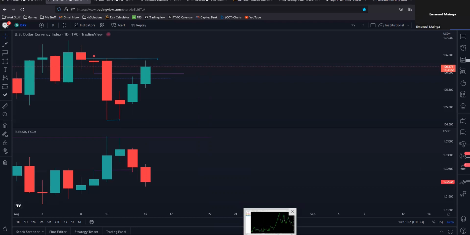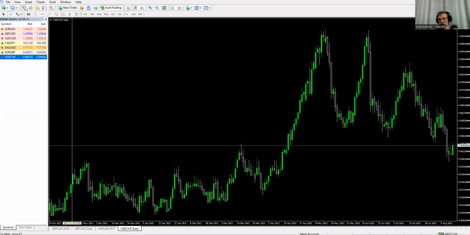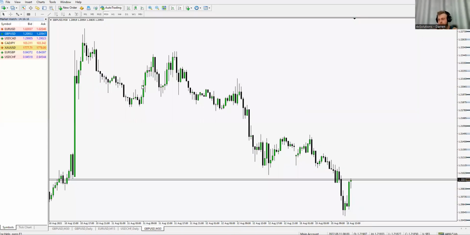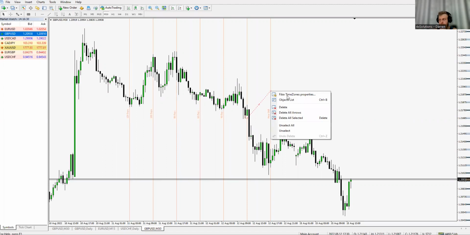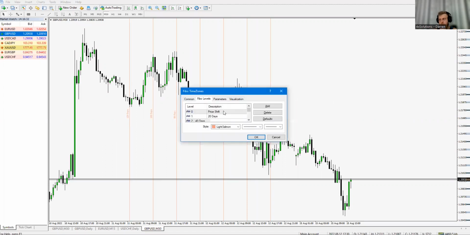MetaTrader. Okay, so for MetaTrader, it's pretty easy. You come here to your chart and let's get a new pair. You can do it manually like I showed you, or you can do it with this tool here. This is a Fibonacci time zone. You just pull this. It's already set up on my side, but you'd come in here and edit the Fibonacci time zone properties and change it from 1, 2, 3, etc. like this over here, and change the names to 120 days, 180, separated by 20 days.